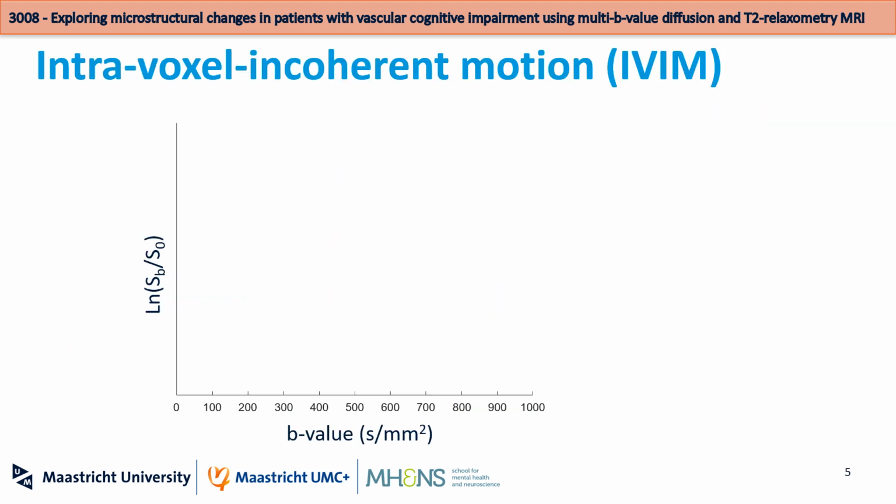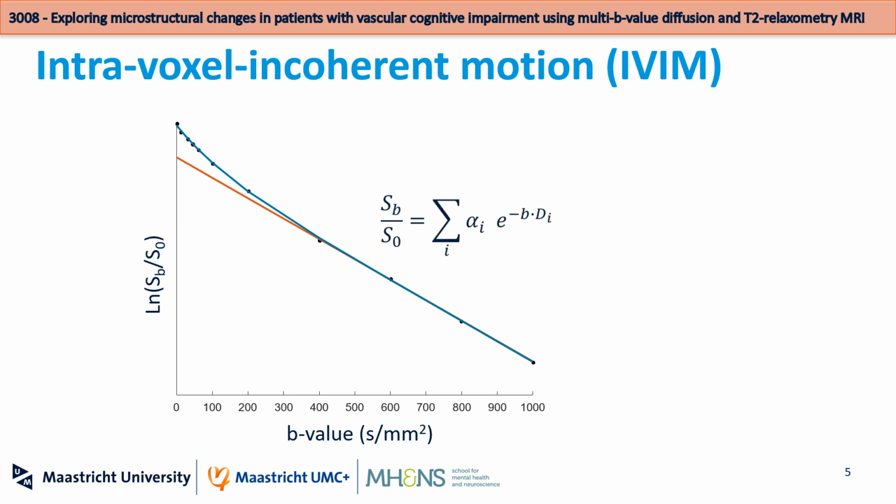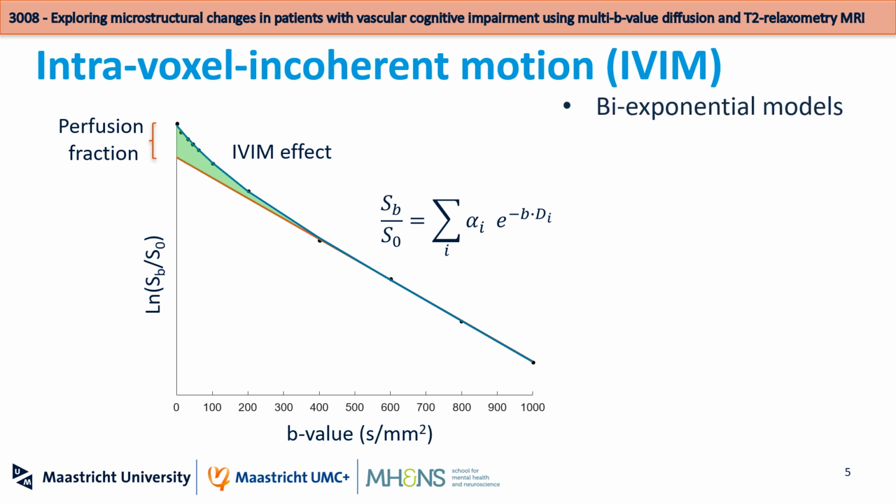I will now continue to explain how we derived the interstitial fluid markers, starting with the multi-B value acquisition. When looking at the MR signal with relatively high B values, we observed that the signal decays exponentially. However, the signal for lower B values does not follow this relation, due to the presence of an additional perfusion-related component. This is referred to as the IVIM effect. And from this, the perfusion fraction can be calculated.